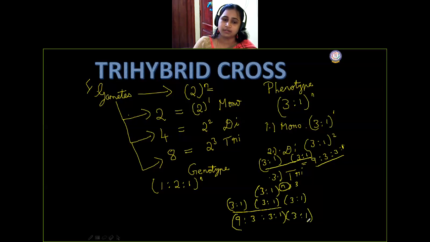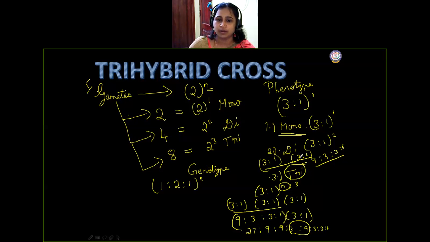Okay, what will be the answer? 9 3s are 27 is to 3 3s are 9 is to 3 3s are 9 is to 3. And then once you write it, 9 is to 3 is to 3 is to 1. So this you can arrange according to the order. 9 is to 3. So this is for the trihybrid cross, and this is for the monohybrid cross. And here we are talking about dihybrid. So this is totally about the phenotypic ratio.